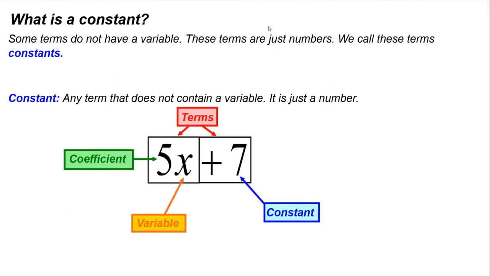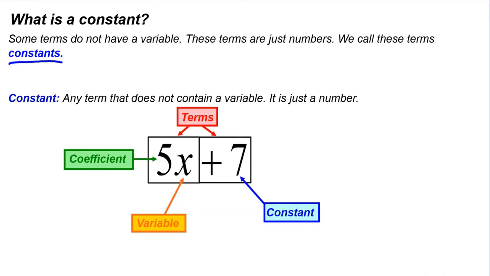Well, some of those terms that we looked at didn't have a variable in them. They're just regular numbers, and we call these terms constants. So when you have a term that doesn't contain a variable, that is called a constant. It's just a regular number. So a constant is any term that does not contain a variable.